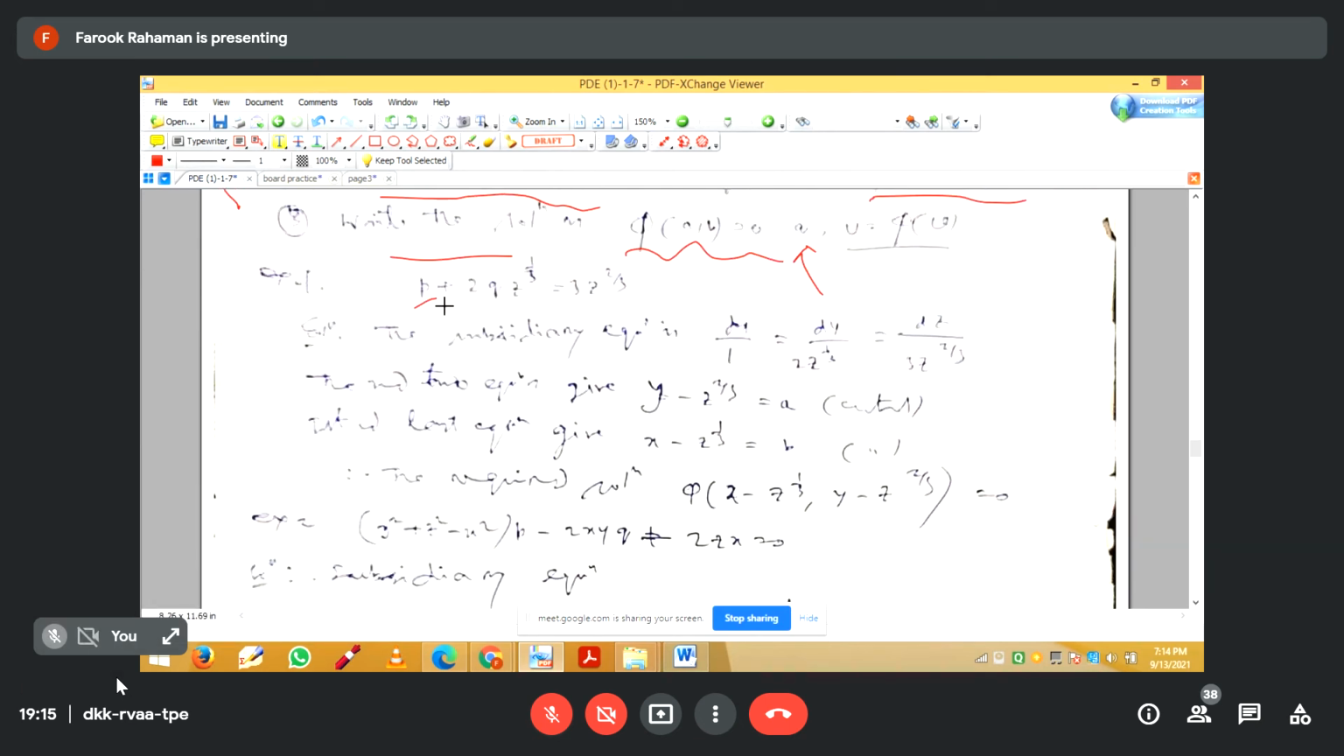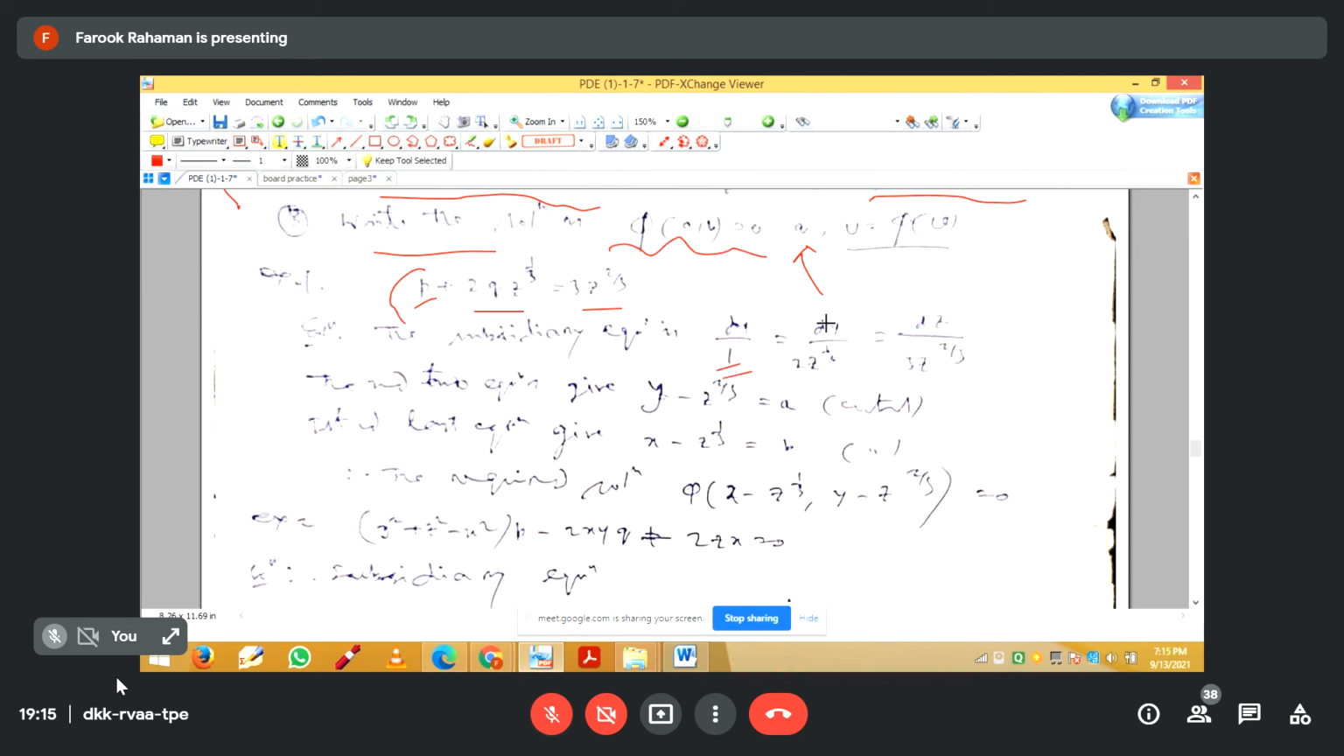Now the P, Q, and right hand side term. So what will be the subsidiary equation? dx by the coefficient of small p. What is the coefficient of small p? Anyone? What is the coefficient of small p? 1, sir. 1. So there I just write 1.